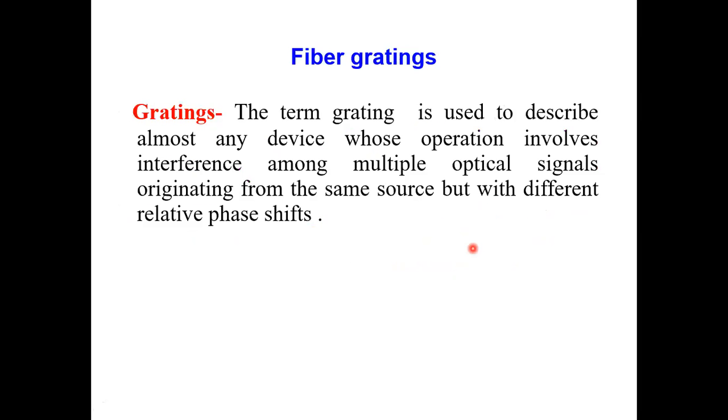wavelength division multiplexing. Now, another definition that is there in your book is that the term grating is used to describe any device. It is not only used in a multiplexer, it can be used in a wide variety of devices. So what is actually the operation of a grating? Its operation involves interference among multiple optical signals originating with the same source but with different relative phase shift.